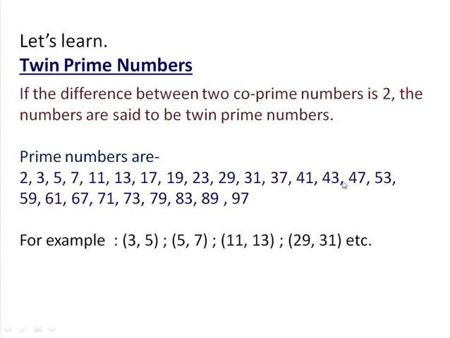Similarly, you will find some more pairs of twin prime numbers in this list. Here 41 and 43, 59 and 61, 71 and 73 are some more twin prime numbers. Children, you have to complete your copies till here.